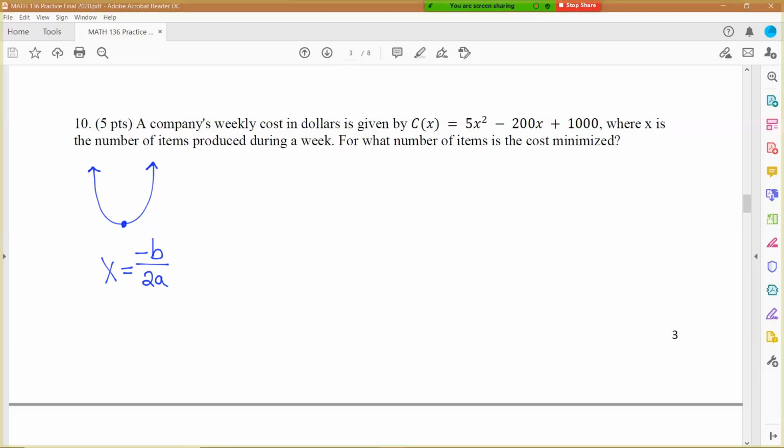It's in the bottom right-hand corner of page 1 on your reference sheet. So negative b divided by 2a, we're just going to label a, b, and c. I'm just using these 3 numbers to plug into that formula. So negative b means the opposite of negative 200, which is positive 200, divided by 2 times a, which is 5. So really, I'm going to take 200 divided by 10.